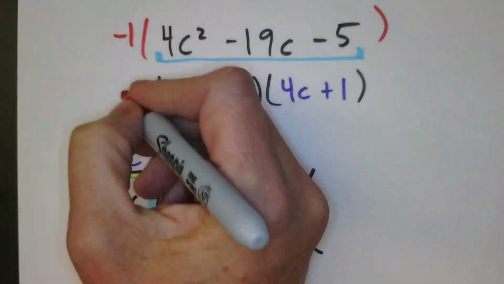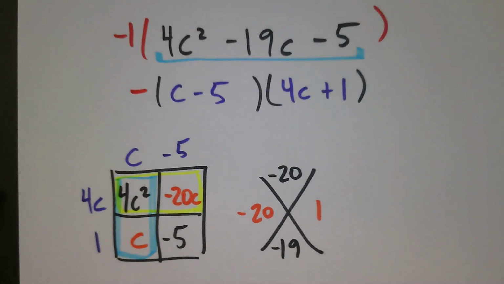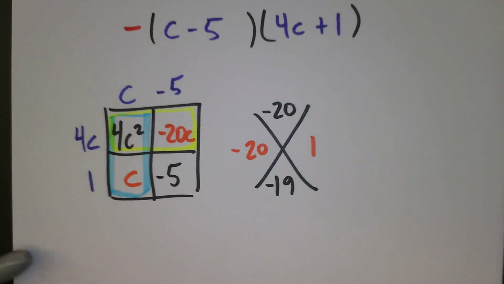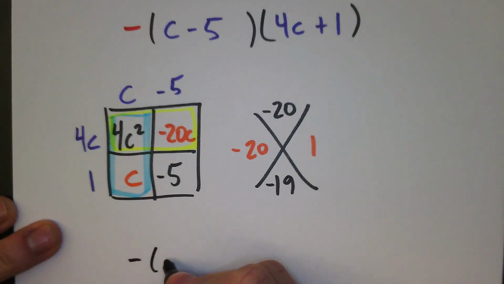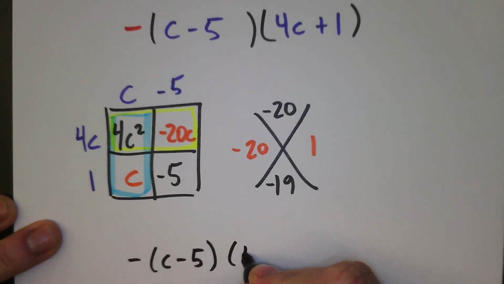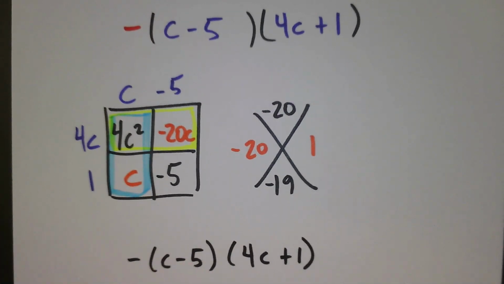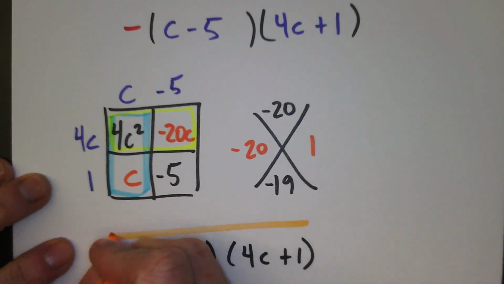This negative is part of the answer. I factored it out. It's going to stay out here. The only thing I might do is just rewrite my final answer right here at the bottom, all in black, and make it clear that that is my final answer.